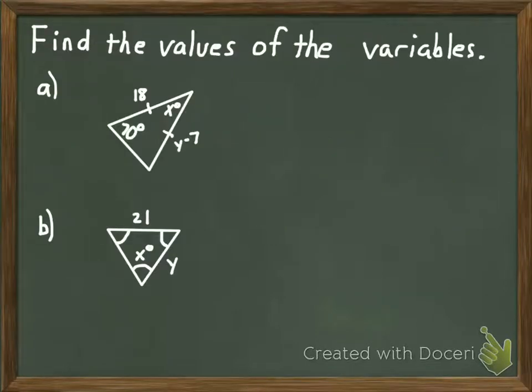All I'm asking you to do in these next several examples is to find the values of the variables using what you know about isosceles triangles. Which sides are congruent, which angles are congruent, and how can you use that to your advantage? Well, let's look at this triangle in part A.